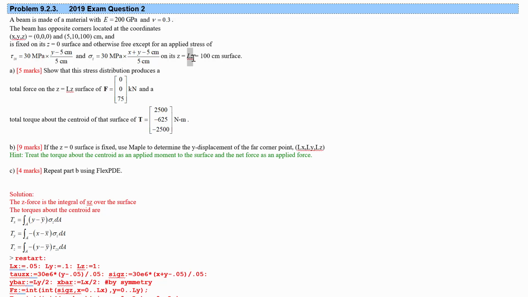And the first thing we're going to do is show that this is equivalent to a total force on that surface of this and a total torque about the centroid of that surface of this. So that's kind of a nice thing to start a question with, because it means that even if people get part A wrong, they can't prove this, like they're not sure how to do that, then still they'll have the force and the torque at the end to be able to do part B, where you need that stuff to do it in Maple, and they have the stresses applied already, so they can jump right into part C and do that stuff in FlexPDE.